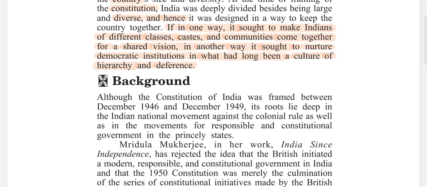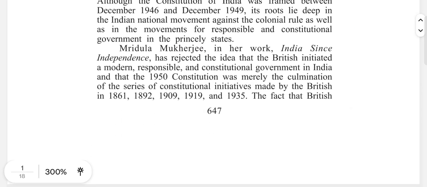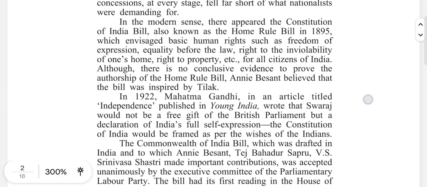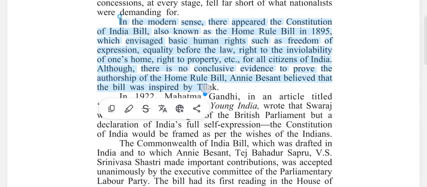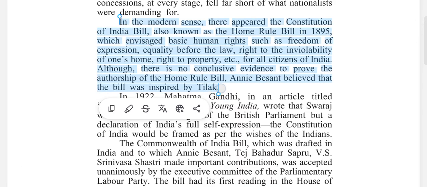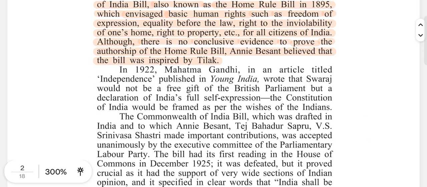The fact is that British concessions, at every stage, fell far short of what nationalists were demanding. In the modern sense, there appeared the Constitution of India Bill, also known as the Home Rule Bill, in 1895, which envisaged basic human rights such as freedom of expression, equality before the law, inviolability of one's home, right to property, etc., for all citizens of India. Although there is no conclusive evidence to prove the authorship of the Home Rule Bill, Annie Besant believed that the bill was inspired by Tilak.